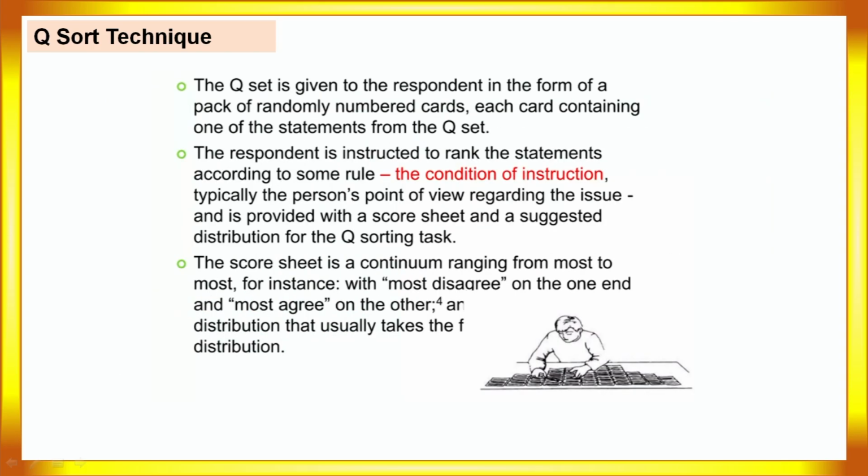And after you find these cards, the next step generally involves asking your respondent to arrange these cards from a pack of randomly numbered cards. Generally the Q-sort technique involves 60 to 120 cards. Cards more than that generally add to the error in this technique. These cards, the Q set, are generally given to the respondent in an unstructured or random way, and the respondents are asked to sort the cards according to the instruction.